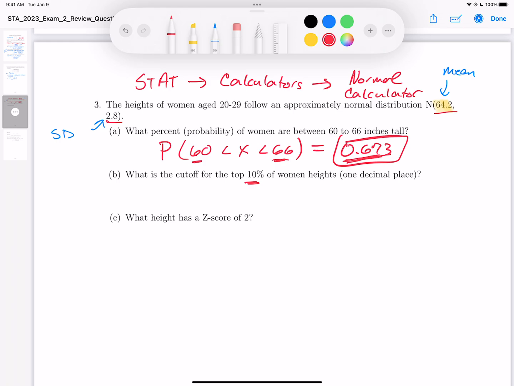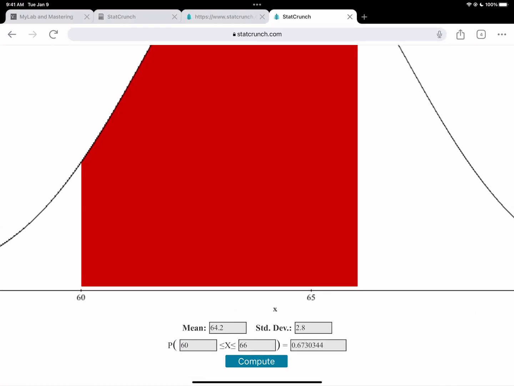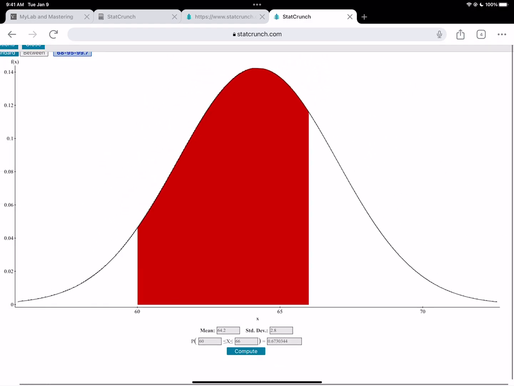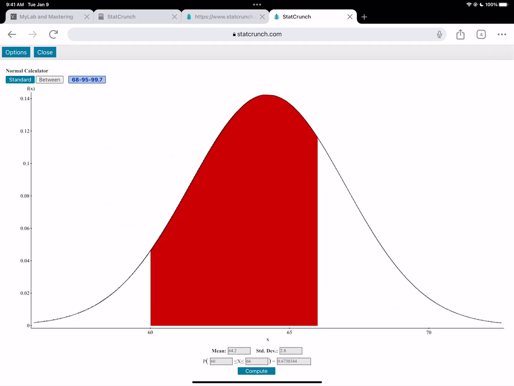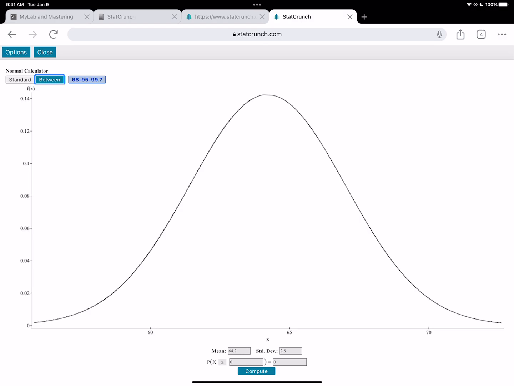If I want the top 10%, that means I'm looking at area to the right. If it says top 10%, it's area to the right. If they say lower 10%, that's a left area situation. And if they say central area, that's a between situation. Since it says top 10%, we go back to our normal calculator. We keep the same mean and standard deviation, but this time, since we're only going in one direction, we click the standard option.